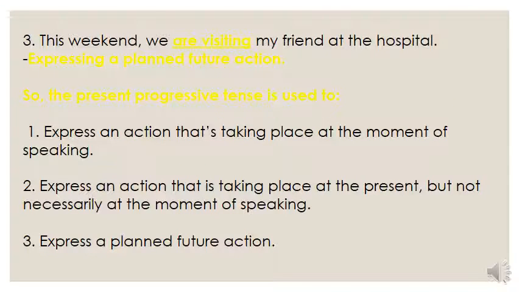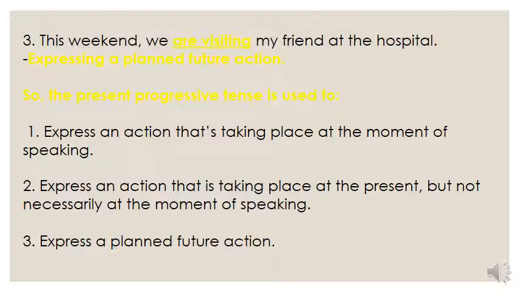The third sentence, this weekend we are visiting my friend at the hospital, is expressing a planned future action. Let's see, what do we mean by a planned future action? This weekend means the upcoming weekend. We are visiting means we have already planned to visit our friend at the hospital. So this is called a planned action. So the third use of the present progressive tense is to express a planned future action.